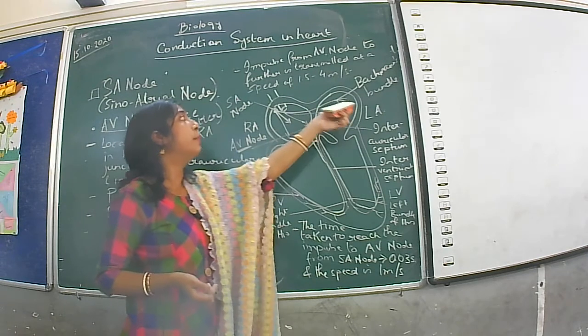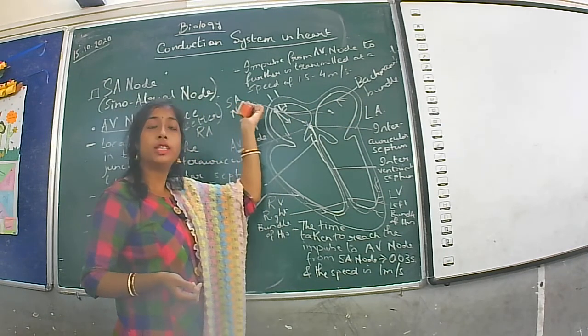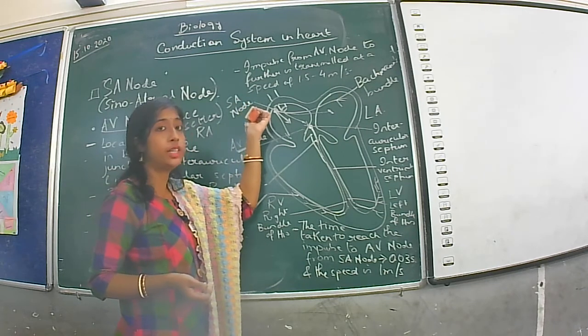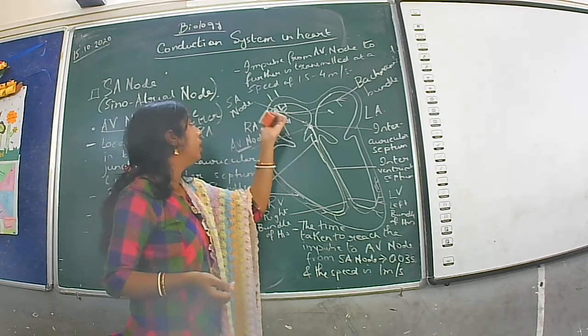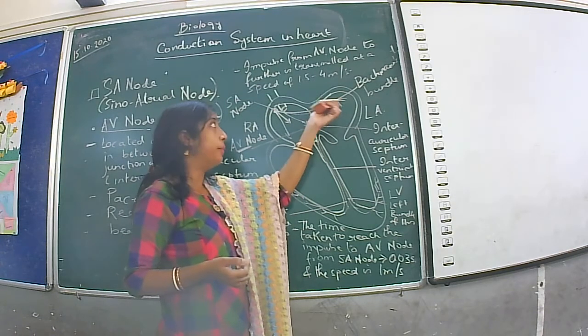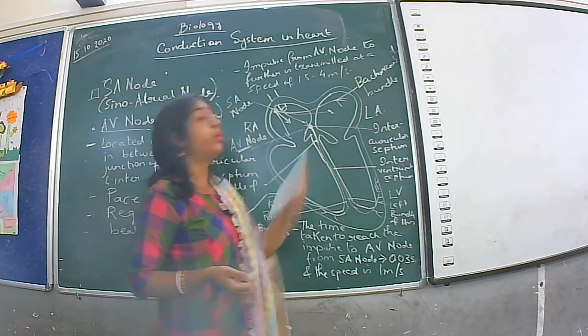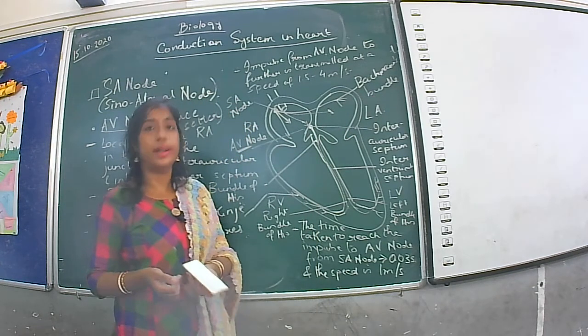Here what I said, the Bachmann's bundle: actually the transmission of the impulse generated from the SA node to the left atrium is done through a bundle of fibers, another bundle of fibers which is known as Bachmann's bundle.